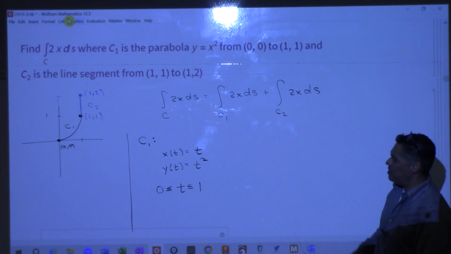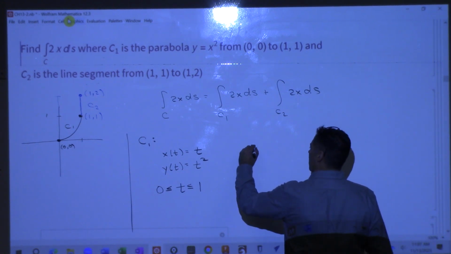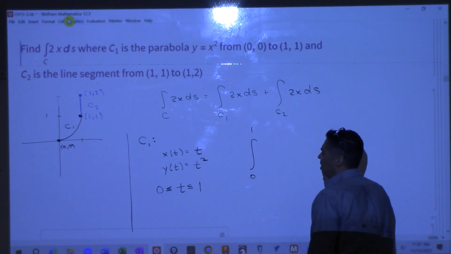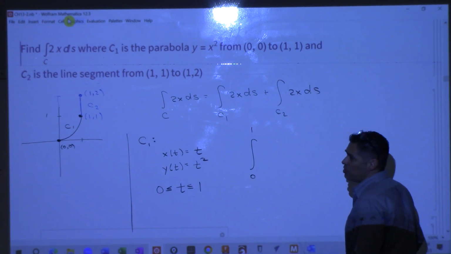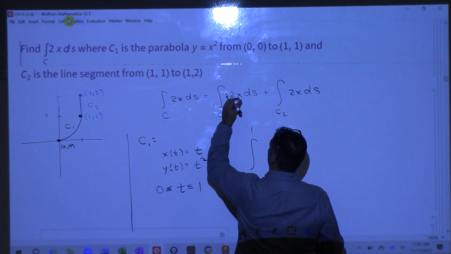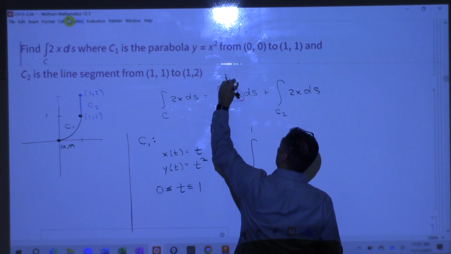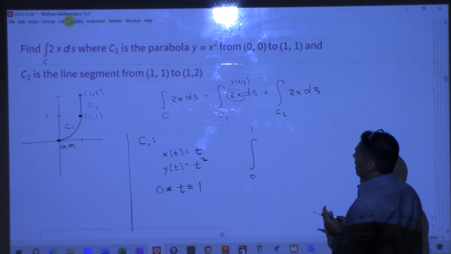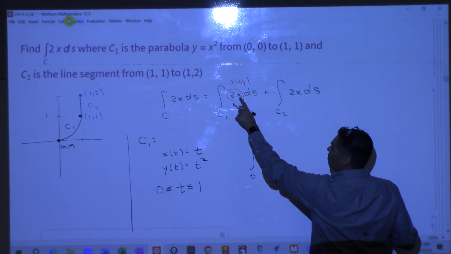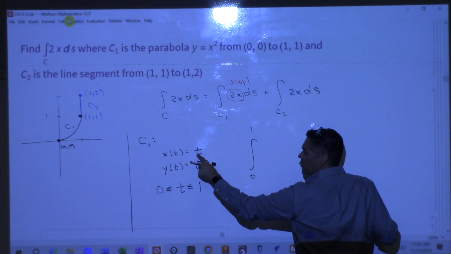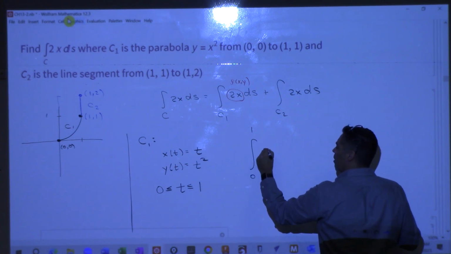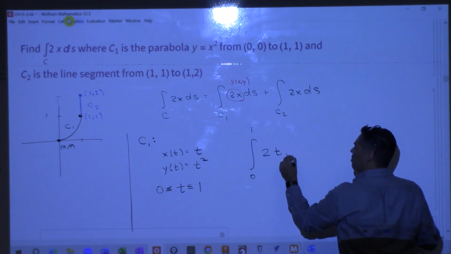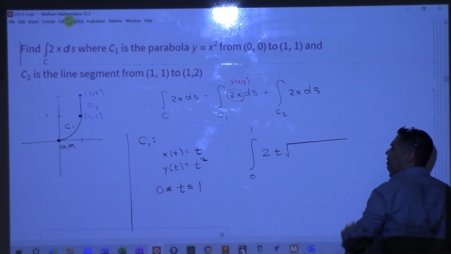So let's do this for C1. For C1, we're going to be doing the integral from 0 to 1. And now we want our scalar function, right? This is our f of x y. So we want to replace the x with what? t, because that's our x function, right? Our x function has become t, so we're going to go 2t. And then the ds is actually the square root of the derivatives.